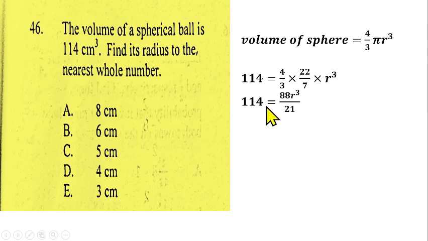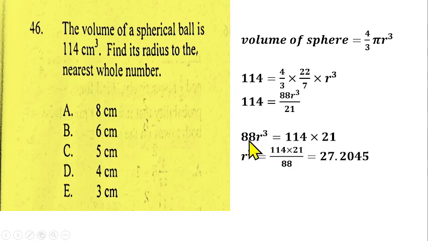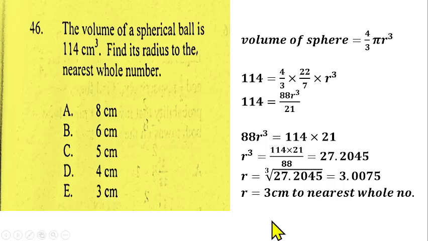From there you can simplify further. That should give us 114 equals 4 times 22, which gives us 88, multiplied by r cubed, so we have 88 r cubed. 3 times 7 is 21. Cross multiply from there, we have 88 r cubed equals 114 multiplied by 21. Divide both sides by 88. That gives us r cubed equals 114 times 21 over 88. If you simplify it, that gives 27.2045. You can now find the cube root of both sides to get our r. r will be the cube root of this, which gives us 3.0075. To the nearest whole number, that gives us 3 centimeters. That makes option E the right answer for question number 46.